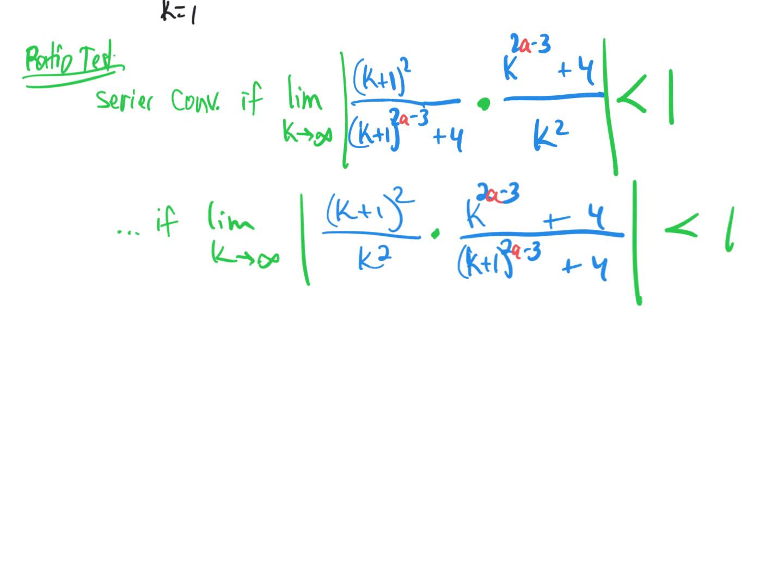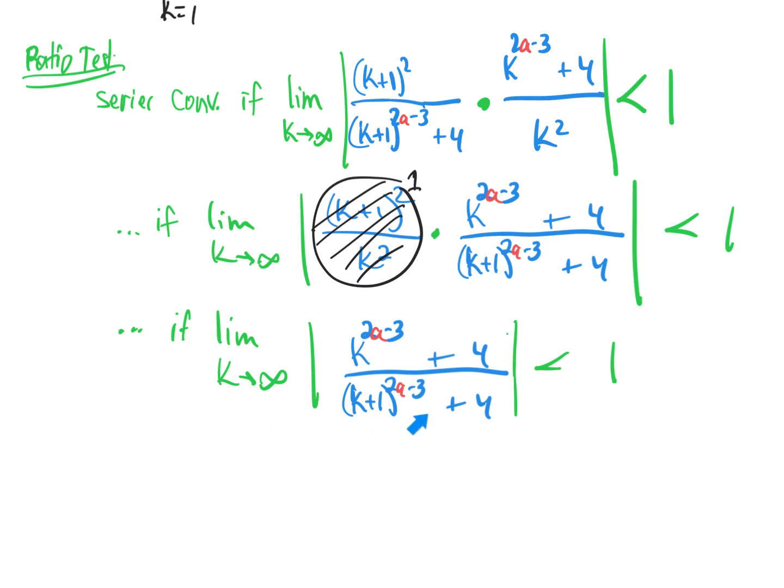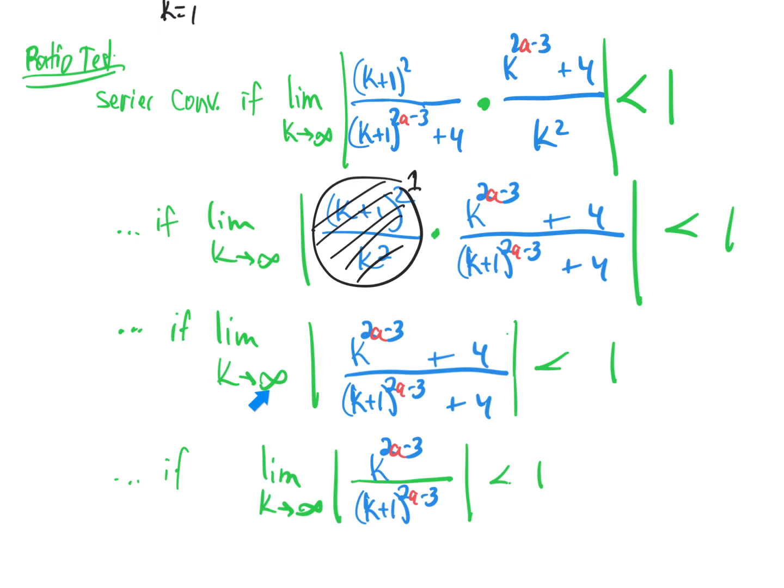We'll rewrite it by using the commutative property of multiplication. And now as k approaches infinity, this approaches 1. Which brings us here. The series converges when this is true. As k approaches infinity, these little plus 4s become meaningless and insignificant, so we can reduce it to this. Now what?